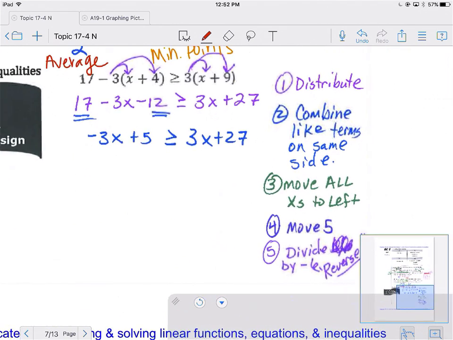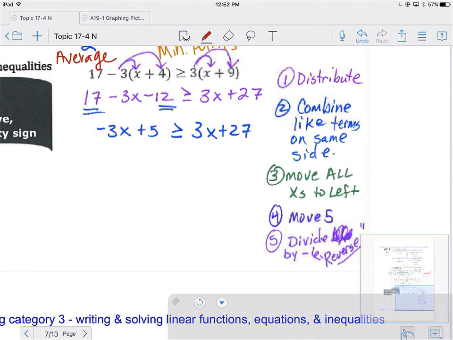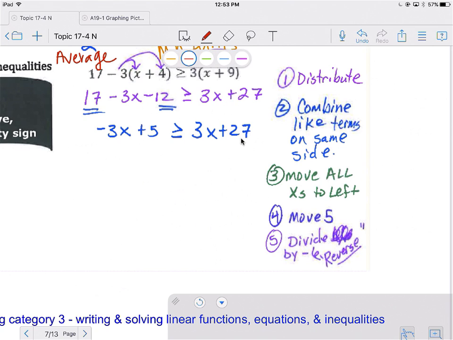The last problem has been started for us but not finished. So we have 17 - 3 times (x + 4) is greater than or equal to 3 times (x + 9). So the first thing that has been done for us already is distributing negative 3 times x, negative 3 times 4, 3 times x, 3 times 9. And then in step 2 in blue, we've combined the like terms all on the same side. So 17 minus 12 is 5. Bring everything else down exactly like you see it.